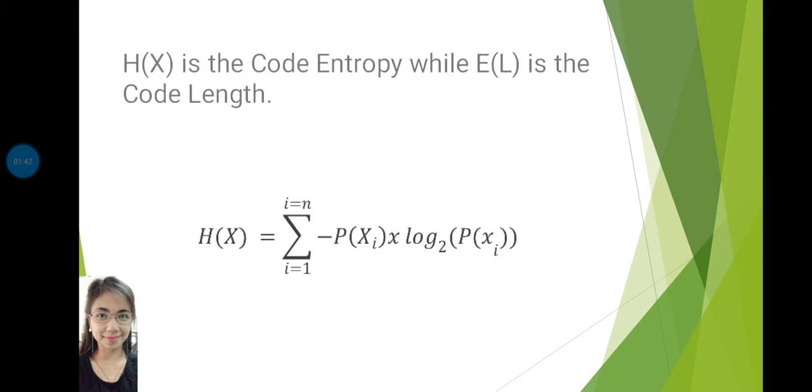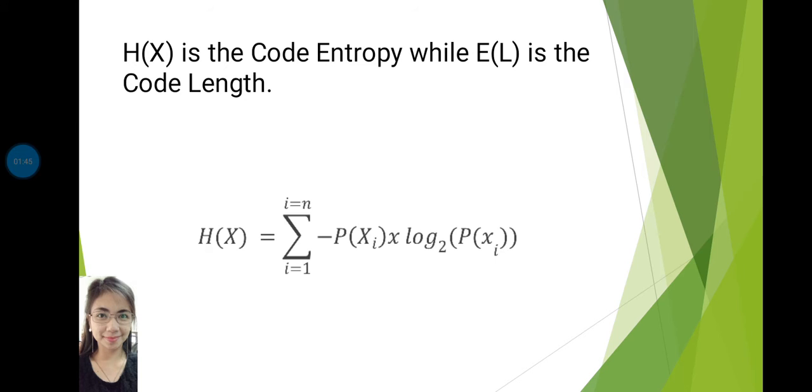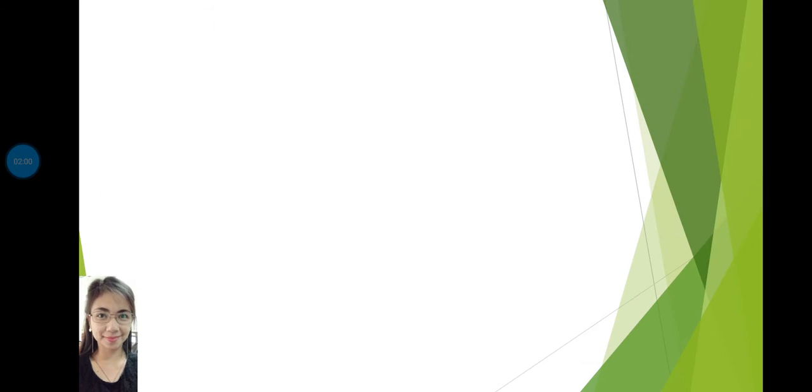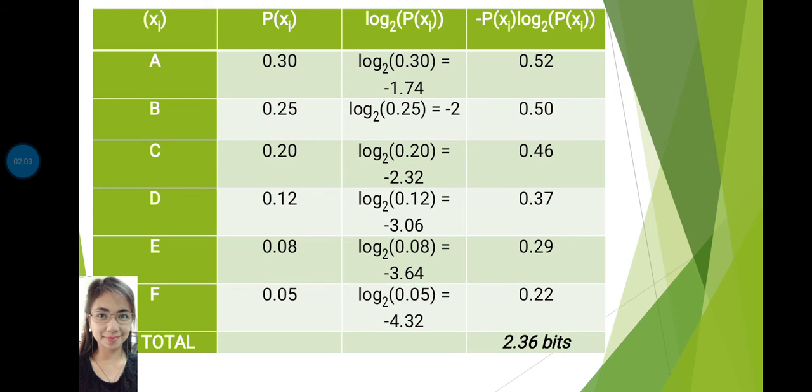So the code entropy is equivalent to the summation of negative p of x sub i times logarithm base 2 of p of x sub i, where i goes from 1 to n. And let's examine here the table. So we have the first column, the symbols A up to F, then their probability. The logarithm base 2 of p of x sub i can be obtained by using a computer. So logarithm base 2 of 0.30 is negative 1.74.